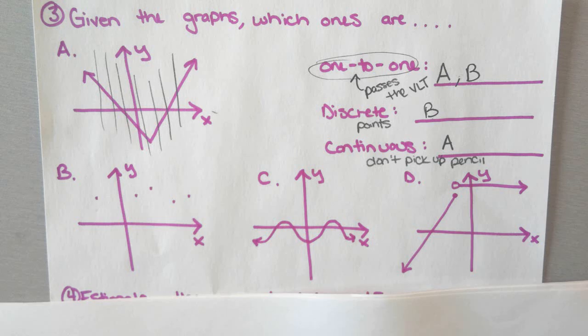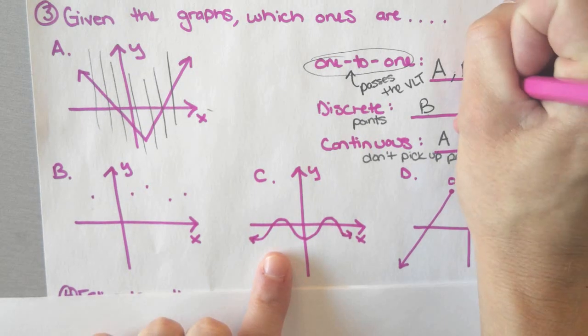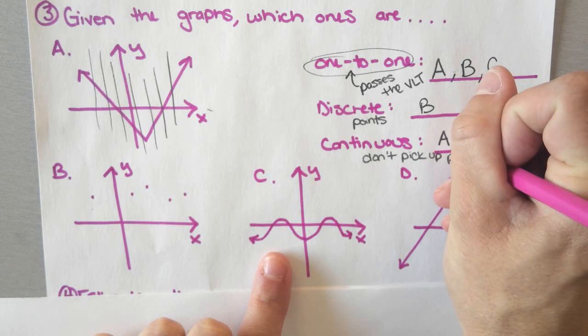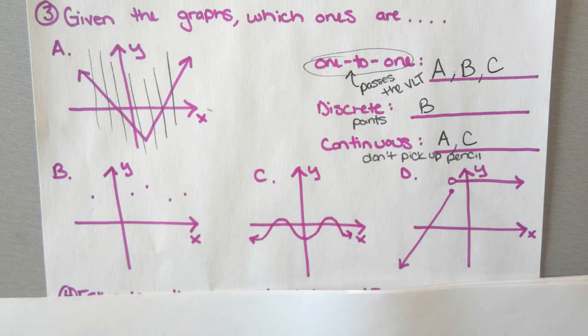Who wants to help me with part C? Go ahead. Tell me, Isla. It's 1 to 1. Is it discrete? No. Is it continuous? Yes. Perfect. So C fits in those 2 spots.